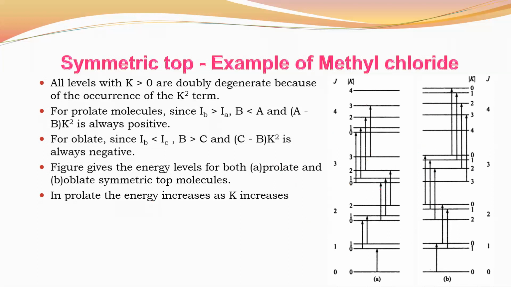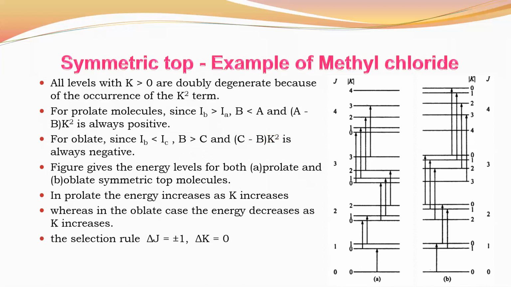When we observe the figure, it is clear that the energy increases as K increases. In prolate, because of this quantity, look here, A minus B into K squared is always positive. Then if K increases, A minus B into K squared is added to the previous term, so the energy increases. And in the case of oblate, C minus B into K squared is always negative. So when increasing the value of K, the energy decreases.